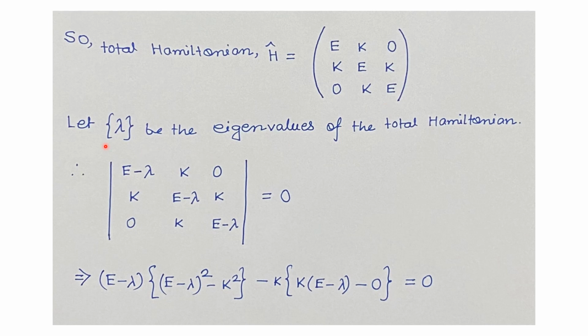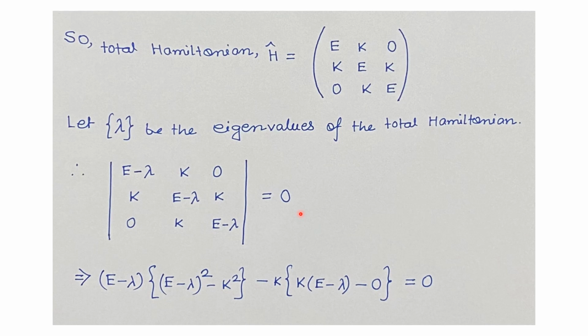So let the set of lambda be the eigenvalues of the total Hamiltonian H cap. We know how to find the eigenvalues, so we will not discuss this in this question. We will directly go with the mathematical formulation. To find the eigenvalue, we will take this determinant, that is E minus lambda k 0, k E minus lambda k, 0 k E minus lambda, and this determinant equals 0.